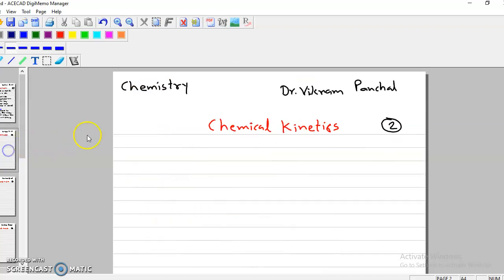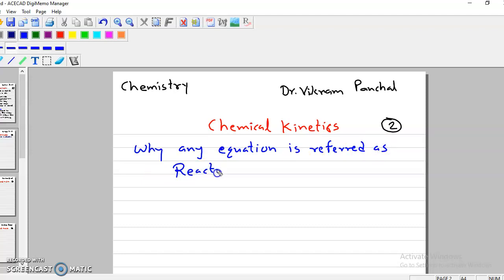Now my question is, why in chemistry is any equation referred to as reaction? Why not action? Remember, action and reaction are two words which are connected.